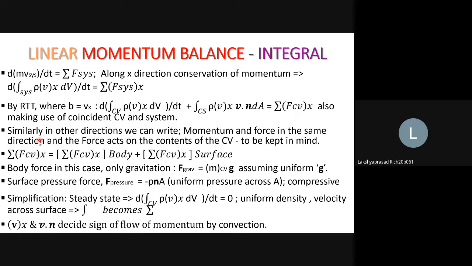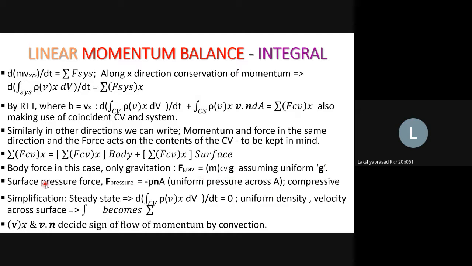All right. So similarly, in other directions also we can write this integral linear momentum balance, right? And remember that momentum and force are in the same direction, and the force acts on the contents of the control volume. This force can be further classified as the body force and surface force. In this course, we'll be considering only gravitation as a body force. So, force due to gravitation is equal to mass of the contents of the control volume multiplied by acceleration due to gravity. Of course, we'll assume uniform g.